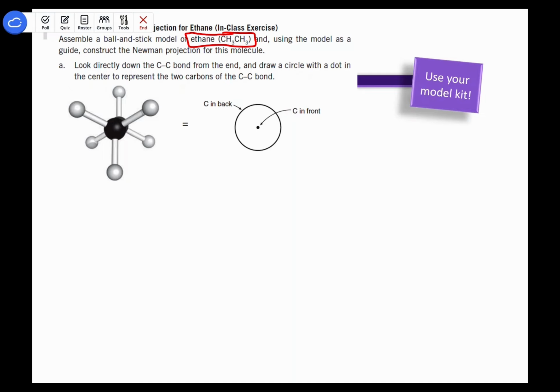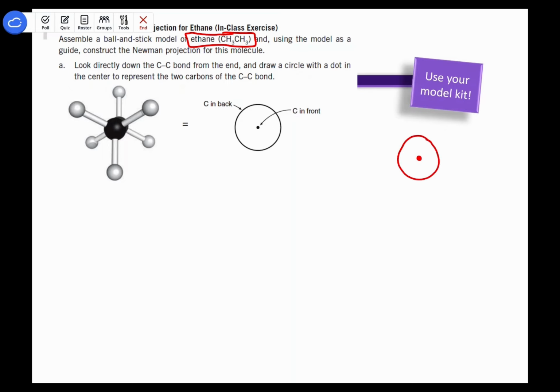The front carbon that's closest to your eyeball is going to be a dot. The back carbon that you can't really see is going to be a big circle. So when we draw our Newman projection, draw alongside me in your book. The front dot is that carbon that's closest to your eyeball. The back one is the big circle. So go ahead and draw that.